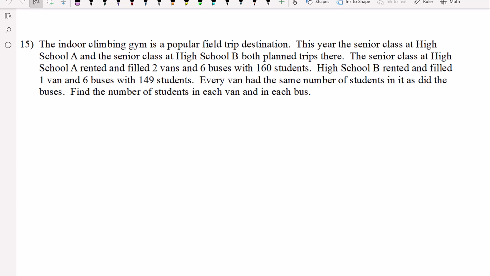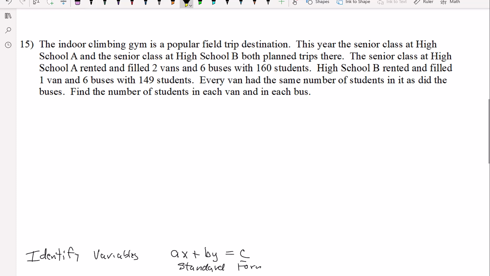Okay, when you're working with systems, what you want to point out to students always is they need to identify the variables. And when we have word problems, we're going to put each equation in the standard linear form, when you're working with linear equations anyway. All right. So the indoor climbing gym is a popular field trip destination.